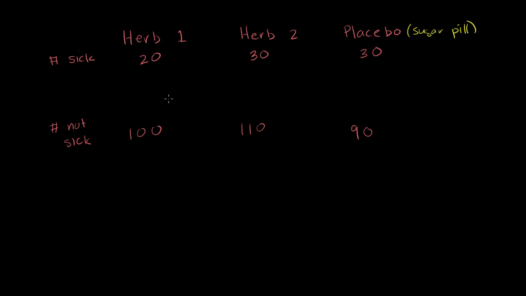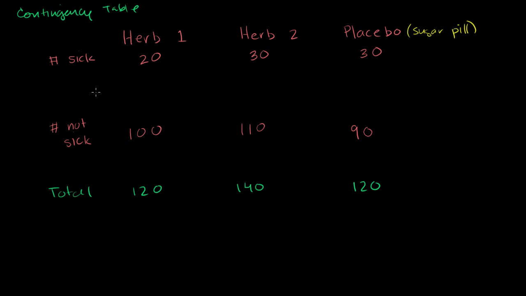So over here we have a table, and this is called a contingency table. It has on it, in each group, the number that got sick and the number that didn't get sick. From this we can also calculate the total number. In group 1, we had a total of 120 people. In group 2, we had a total of 30 plus 110, which is 140 people. And in the placebo group, which just got the sugar pill, we had a total of 120 people.